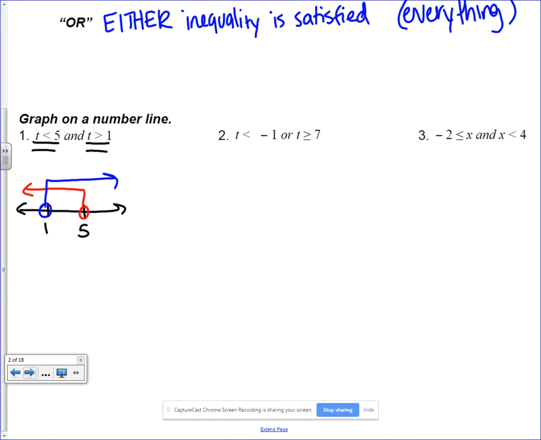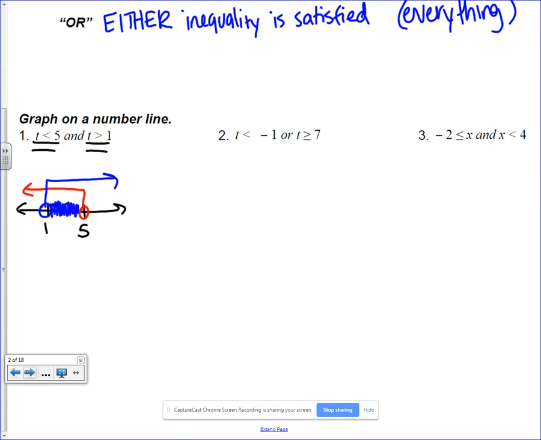So where do these two lines overlap? You guys see how both the red and the blue is between 1 and 5? Does everybody see that? So that is your final answer. That would be where all of the answers are. Could you tell me a number that would be an answer to these inequalities?